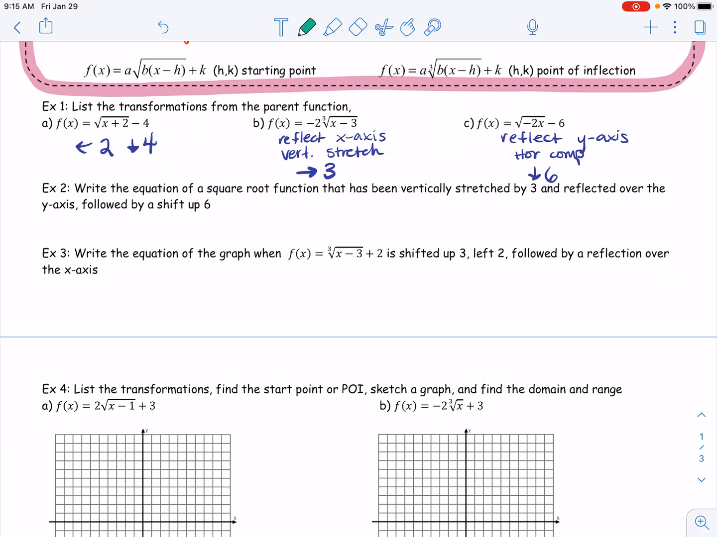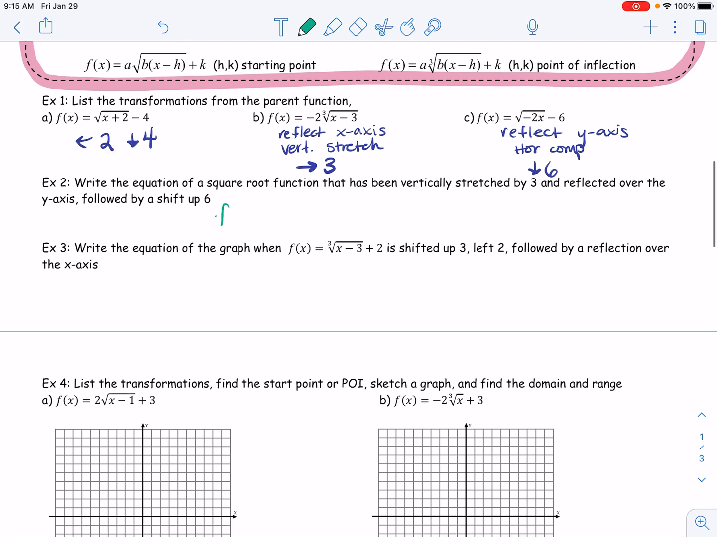Now for examples 2 and 3, we're going to write the equation of a square root function that has been transformed and of a cube root that has been transformed. So the first one says, write the equation of a square root function that has been vertically stretched by a factor of 3 and reflected over the y-axis, followed by a shift up 6 units. So this means we have a square root function. Vertically stretched by a factor of 3 means I put a 3 out front.